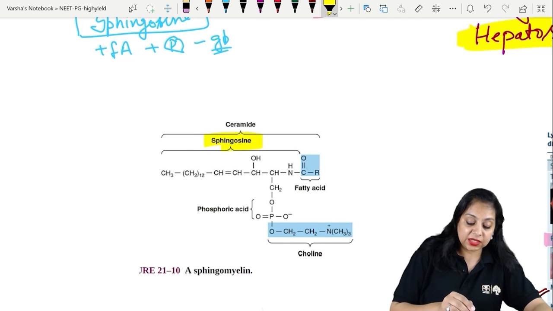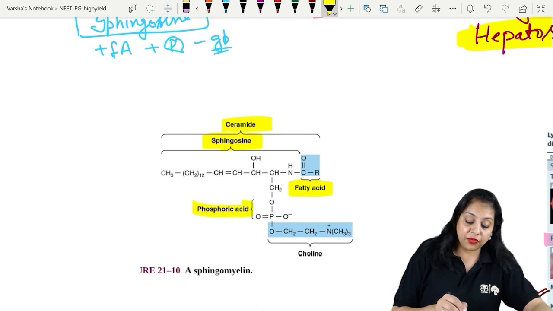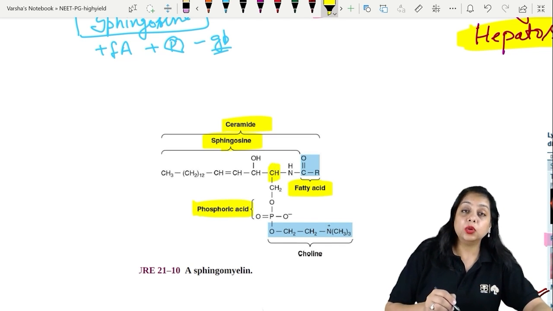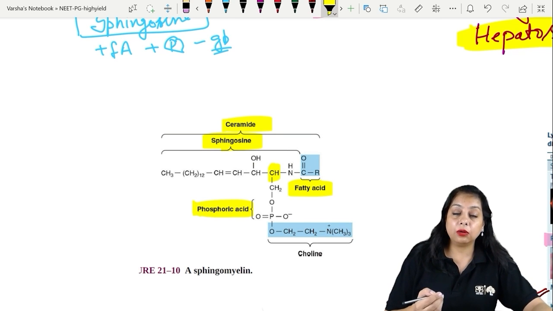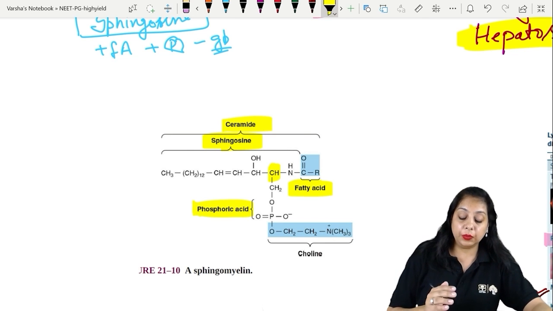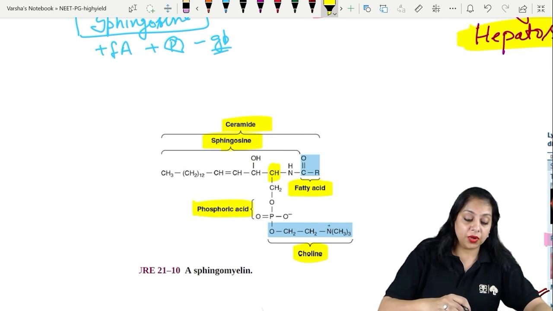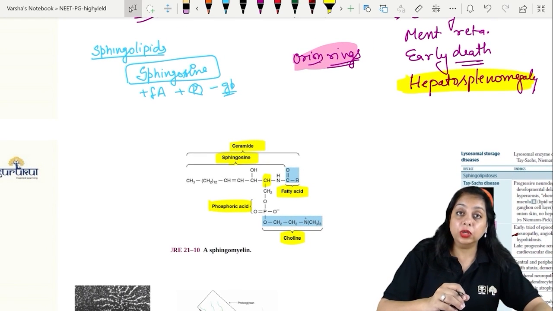Sphingosine combined with fatty acid gives you the ceramide. So we can call ceramide the basic unit. Then you have a phosphoric acid attached right here to the alcohol. Sphingosine is a kind of alcohol. Another kind of alcohol is glycerol, which composes your glycosaminoglycans. But these are your sphingolipids. And then here in this group is the choline. This may vary from one sphingolipid to another.